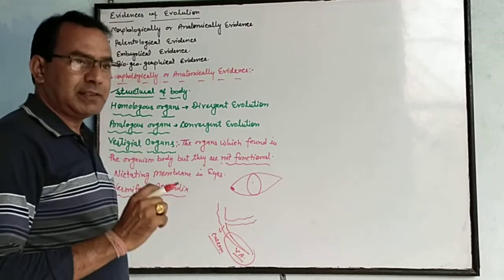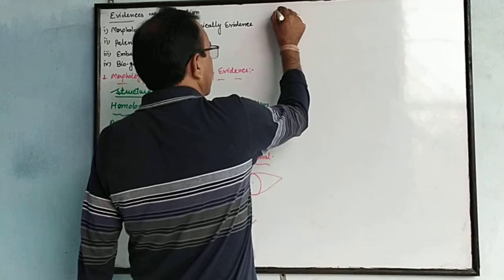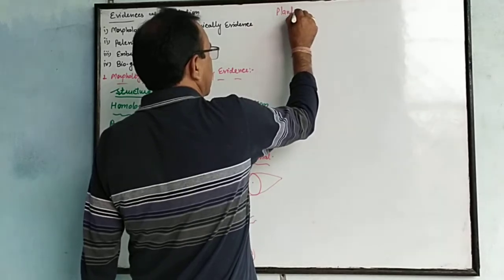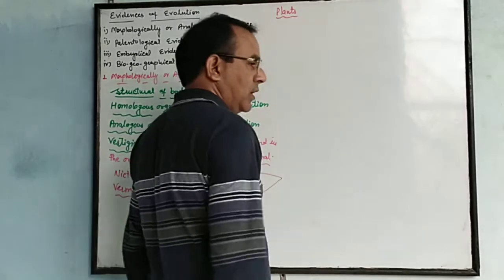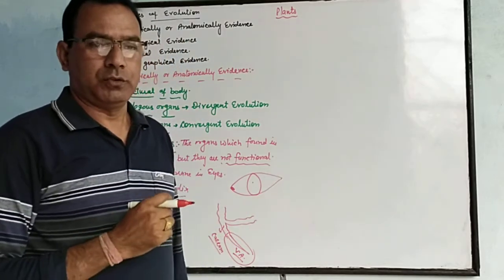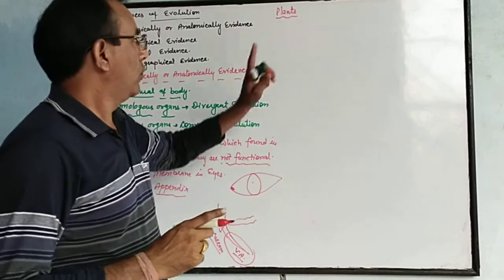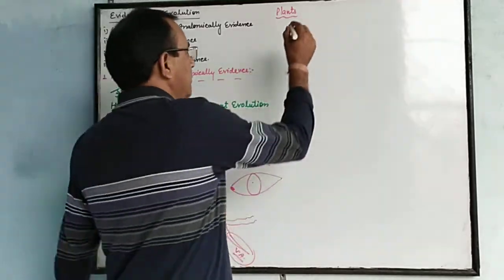Some vestigial organs are also found in plants. In flowering plants, one or more stamens are non-functional. Those are known as staminodes. The staminodes, the stamens that are present, are non-functional.